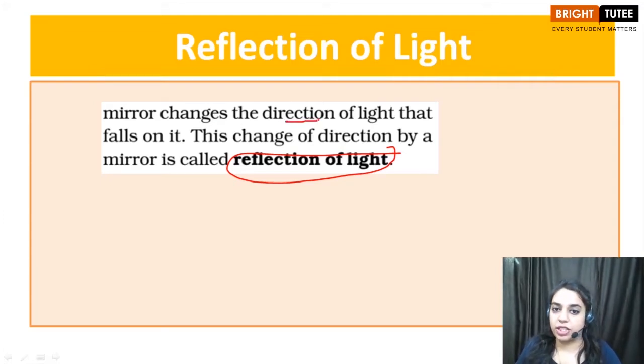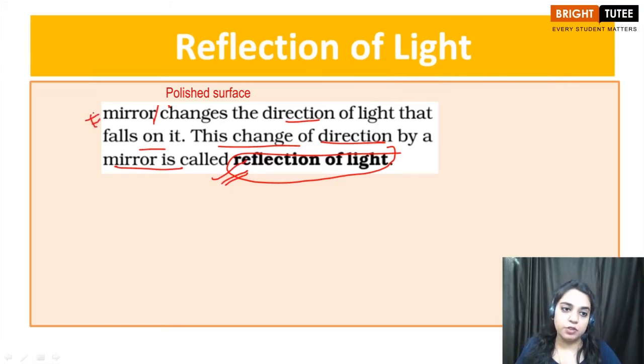Mirror changes the direction of light. We can write mirror or any polished surface. You have to write both. Polished surface changes the direction of the light that falls on it, and this change of direction by the mirror or a polished surface is called the reflection of light. So I really hope, children, you would have understood this.